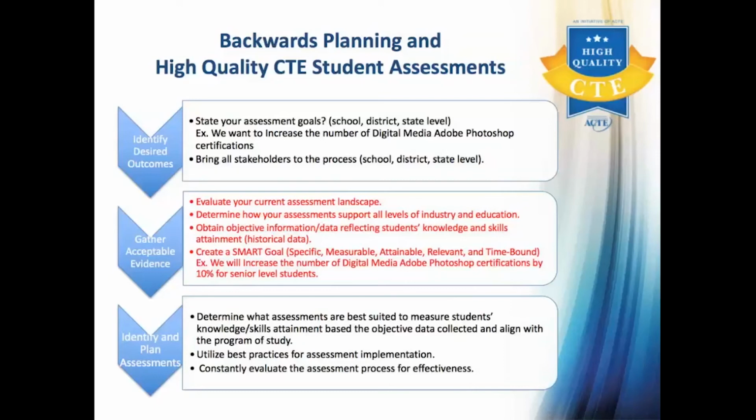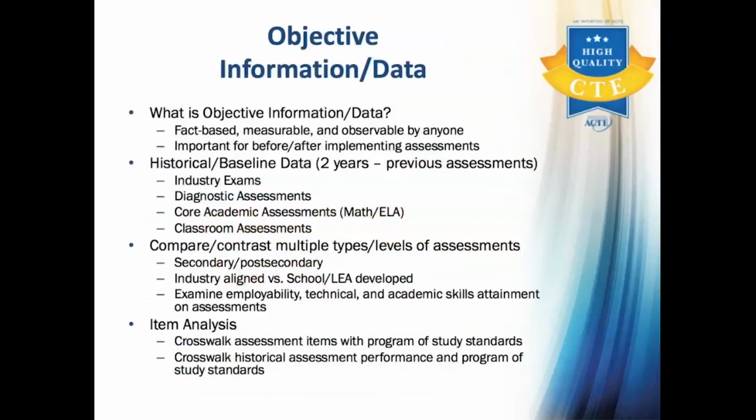Another bigger part of the assessment landscape is gathering objective student data that reflects the student's knowledge and skills attainment. A lot of times this can be historical data. When we talk about objective information, this information is fact-based, measurable, and observable by anyone. Also, it is an important part of before and after implementing assessments. You should review historical data 2 years prior. You should also try to obtain data and review this data after you start implementing certain assessments.